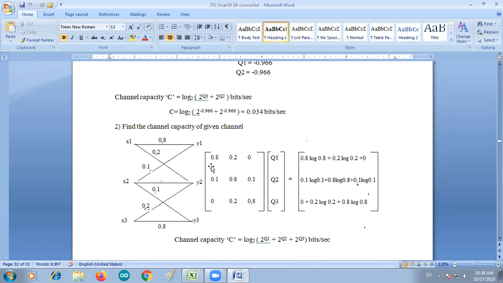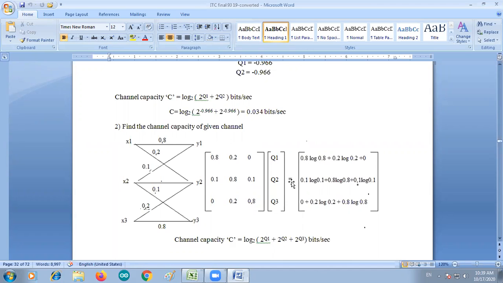Now Q1, Q2, Q3 are the multiplication factors. Why do you multiply these three instead of two? Earlier it was Q1, Q2. Now it is multiplied with Q1, Q2, and Q3, because there are three outputs. That's why Q1, Q2 and Q3 come into the picture. So now the channel matrix is multiplied by Q1, Q2, Q3.